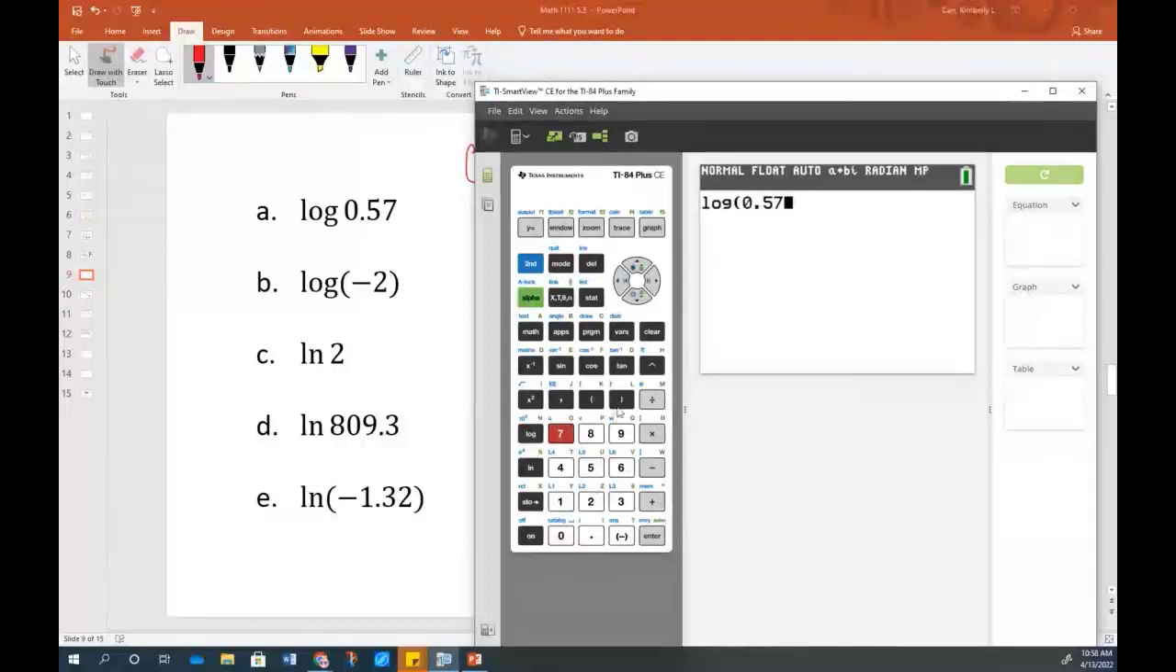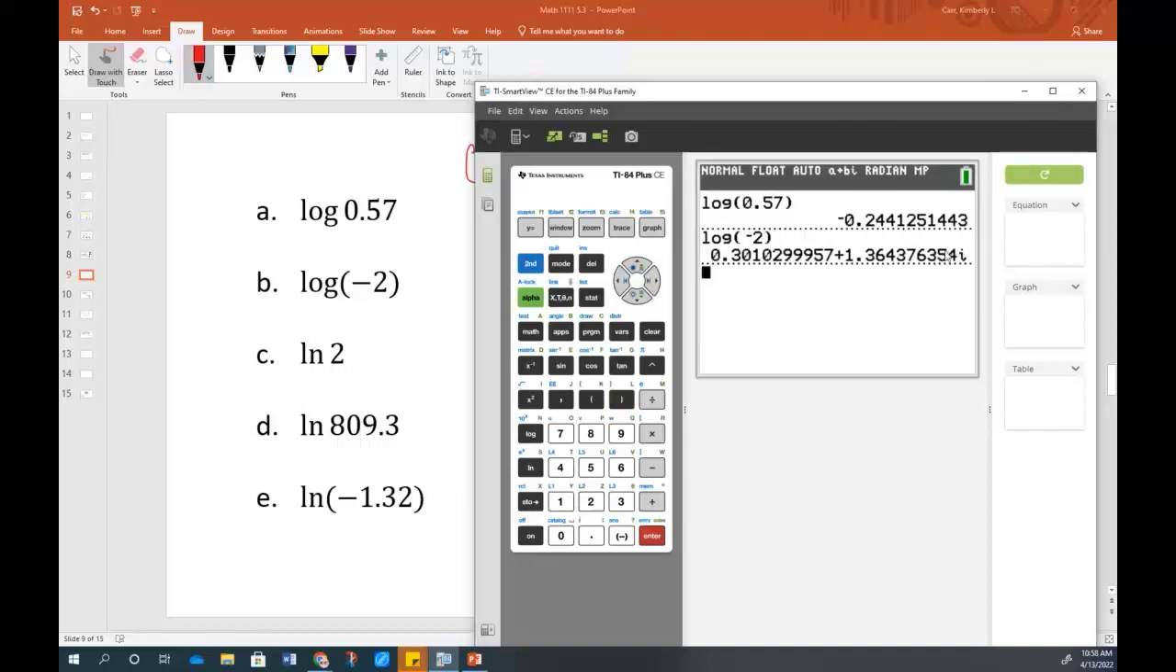0.57. Now, if you only enter one log, it's not important that you close parentheses. But if you have something else that you're doing math-wise, like if you were doing a log plus something or anything, you don't want to close parentheses. So it's kind of a good habit to get into. So that's our first answer. And then I have log of -2.